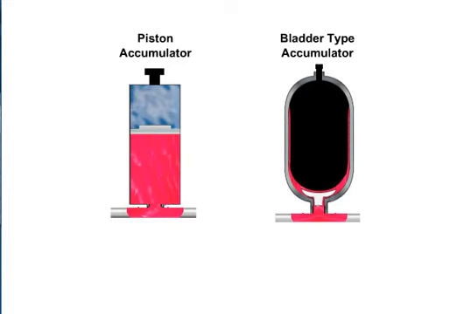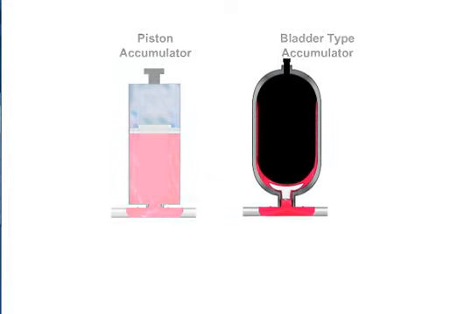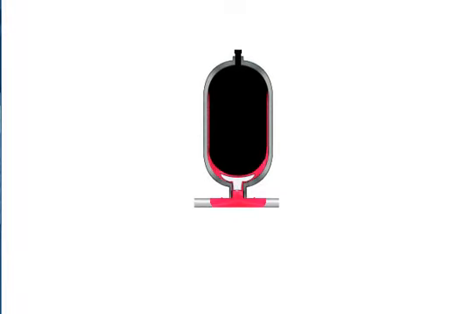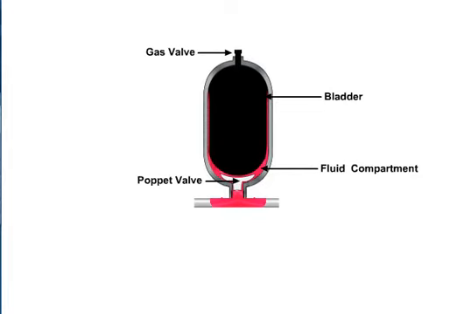The name of each type indicates the device separating gas from liquid. A hydropneumatic accumulator has a fluid compartment and a gas compartment with a gas-tight element such as a bladder separating the two. The bladder is charged through a gas valve at the top of the accumulator, while a poppet valve at the bottom prevents the bladder from extruding into the pressure line. The poppet valve is sized so that the maximum volumetric flow cannot be exceeded.